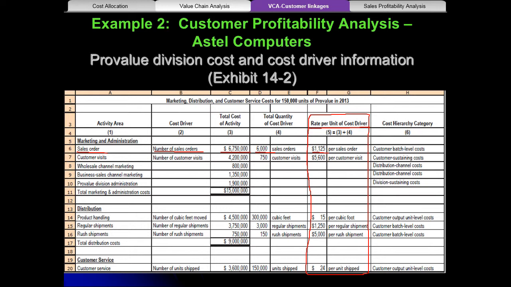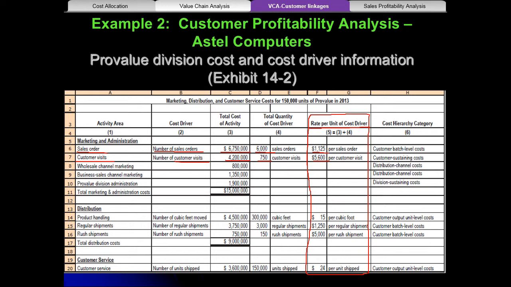Sales, the cost of selling will go into selling costs. The cost of visiting customers, number of customer visits, the total cost of that activity taken from that area of product profit and loss. And there were 750 customer visits, so therefore for each visit, on average, is $5,600 a visit to each retail store per customer visit.